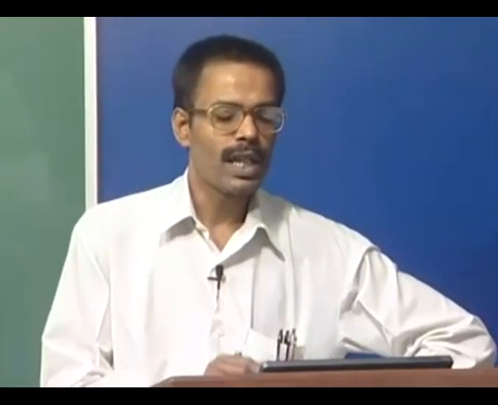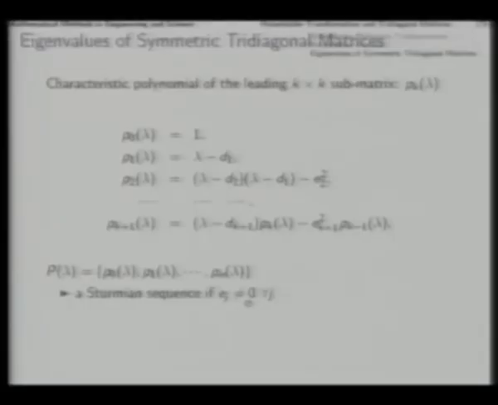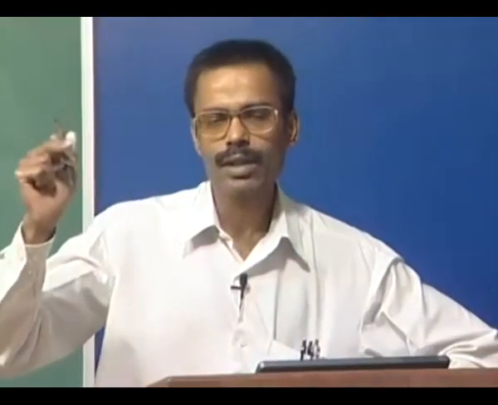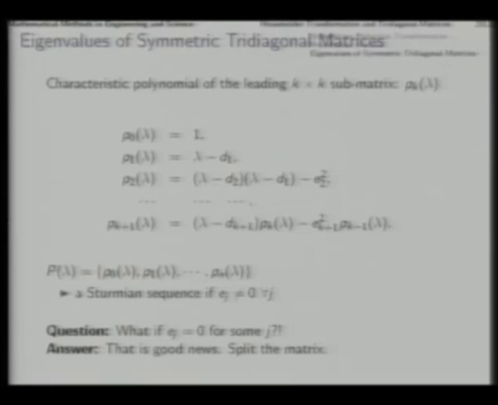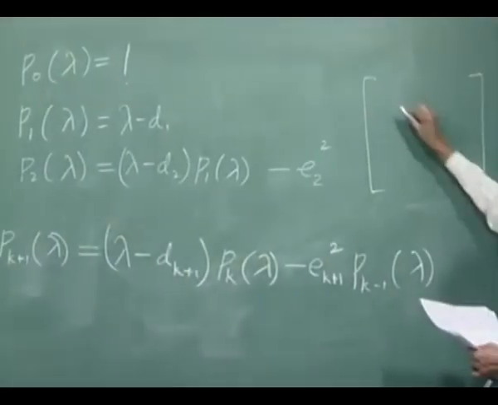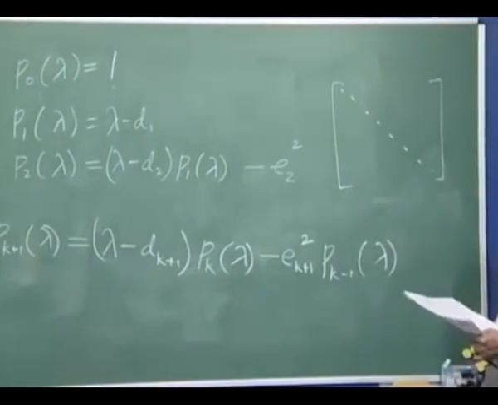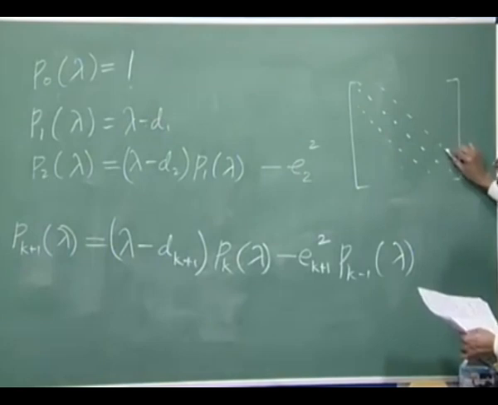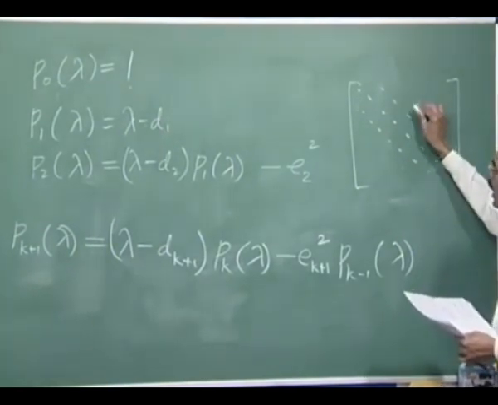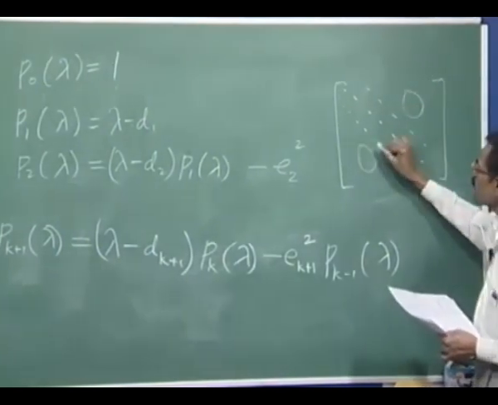Our rest of the process will directly depend on that property, but before that we need to ascertain what we should do if there is some e_j which is 0. For some j, say e_j is 0, some of the subdiagonal and superdiagonal entries turn out to be 0. That is actually good news, because in that case we can split the matrix. We have d1, d2, etc. up to d_n, we have e2, e3, etc. up to e_n.